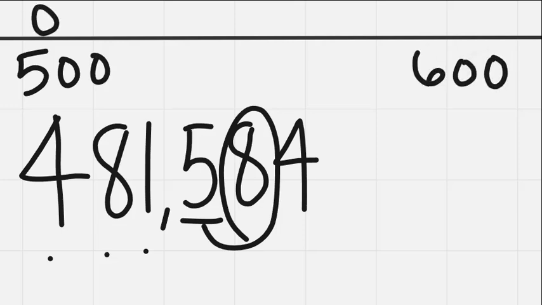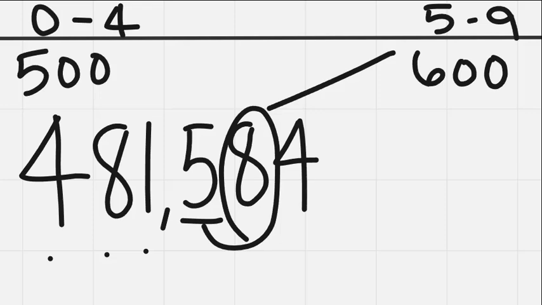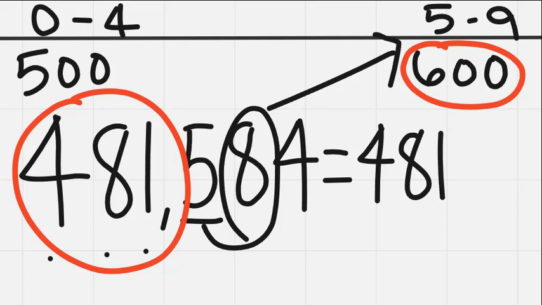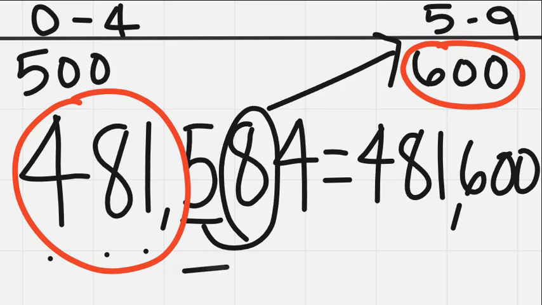If you remember, 0 to 4 will round down, 5 to 9 will go up. Which way does the 8 tell us to round? The 8 tells us we're going to round up to 600. When we write our answer, we'll write 481,600. So our answer is 481,600 because the 8 tells the 584 to round up to 600. Be sure to check your work.